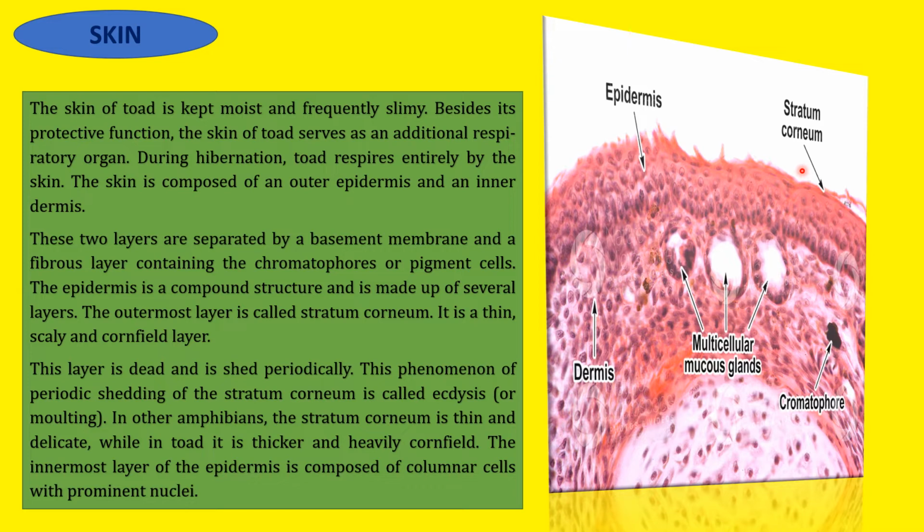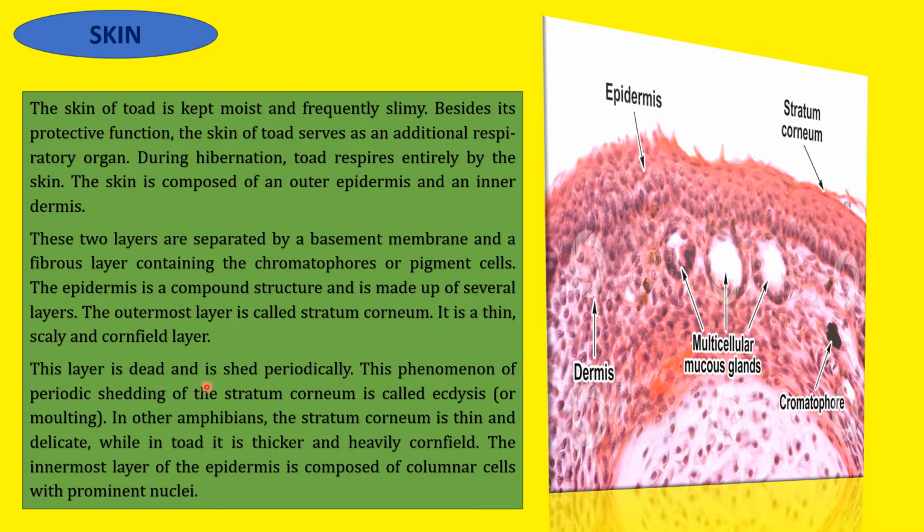So that's why this layer is called corn-filled layer. You can see they have drawn small corns over there like this. This layer is dead. That means this layer is a dead layer and is shed periodically. Shed means changes periodically. In case of toad, skin change occurs periodically. Suppose in rainy season, they have skin full of more and more corn. But in summer season, the number of corns is less because their skin has already been changed.